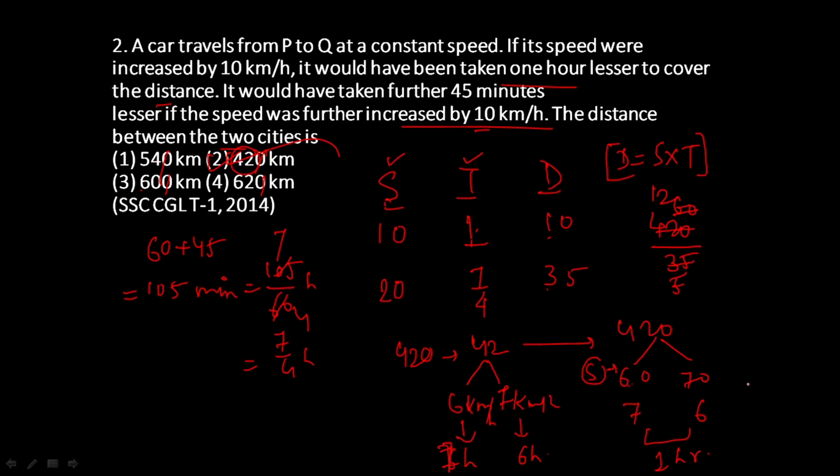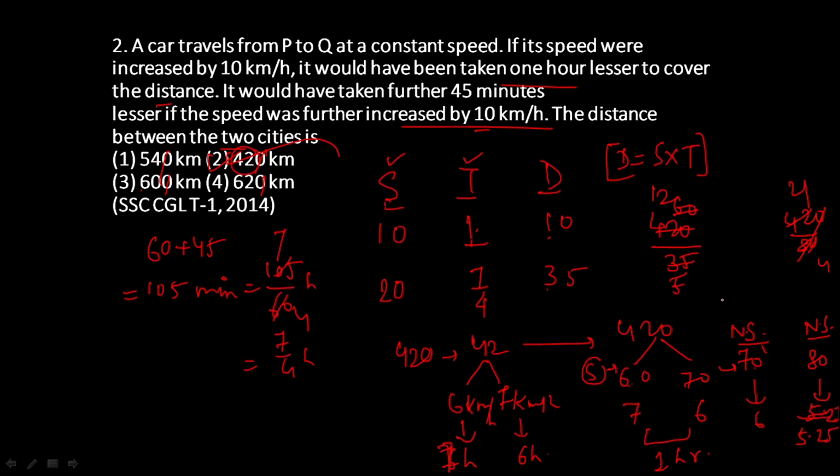I am doing it here. 60 and 70 km per hour, and 80 km per hour is the new speed. Okay. In that case, how much time will it take? 420 upon 70 means 6, and 420 upon 80 means 5.25. So 6 hours and 5.25 hours. So what is the difference?